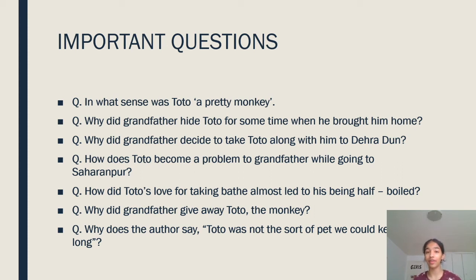Be thorough with every word that you're not familiar with in the textbook, because again, it could be asked as 1 mark questions and so on. So let's take a look at a few very important questions that you should know the answer to for the chapter. Number one, in what sense was Toto a pretty monkey?